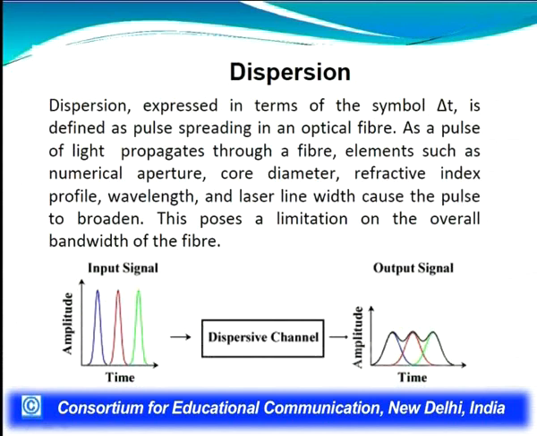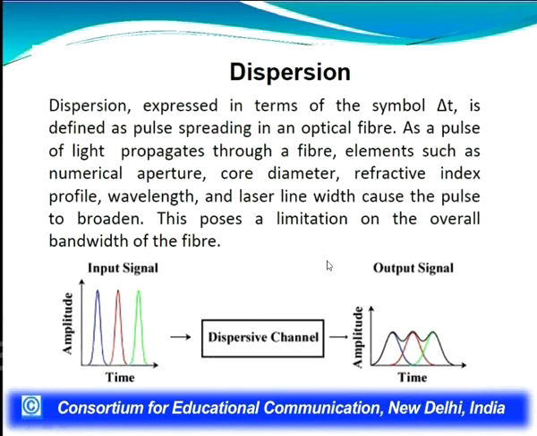Now, the most important is the dispersion. Here we see in the diagram, first, this is the time and amplitude versus graph, and this is the input signal. Now we see the output signal. There is a loss in the signal. How the pulse shape is changed when it is passed through the dispersive channel. Here we are having sharp peaks. Here we are having the broadened peak.